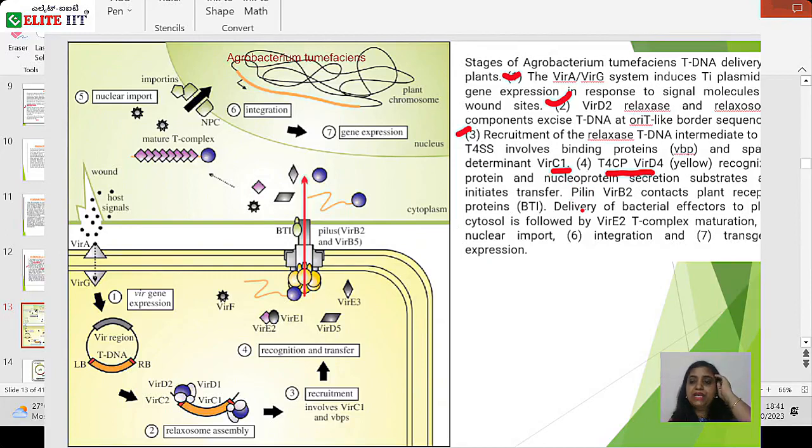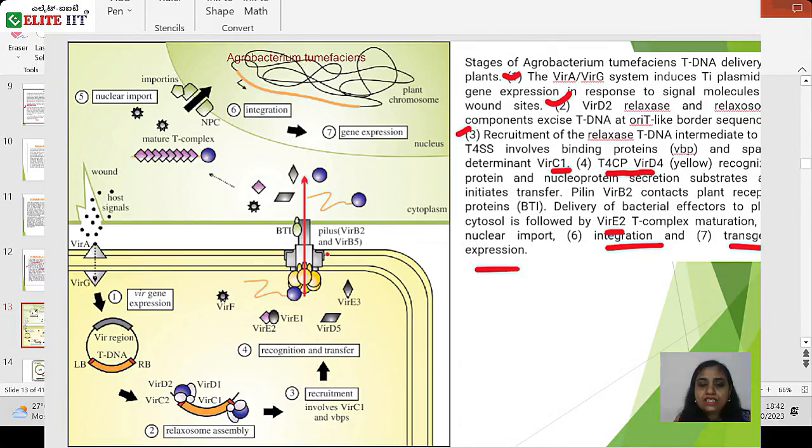Now the pilin VirB2 contacts plant receptor proteins, so that is the type 4 transport system receptor. Now, delivery of bacterial effectors to the plant cytosol is followed by VirE2, T complex maturation, nuclear import, integration, and transgene expression. So it is the same thing, but the name is given differently, nothing else.